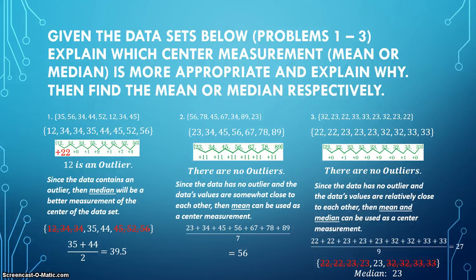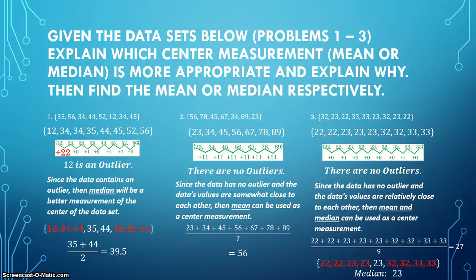So for problem number 1, I crossed out numbers and found I have 2 numbers in the middle, 35 and 44. Add them up, divide by 2, and I end up with my answer of 39.5. So my median is 39.5. For problem number 2, again we said mean, so we added up all the numbers and divided by 7. And I got 56, so our mean was 56. For problem number 3, I had to do 2 problems. I added them all up, divided by 9, and got 27. And for the last one, I kept on crossing out until I got to 23, so the number 23 was left in the middle. And because 23 was left in the middle, that is my median.